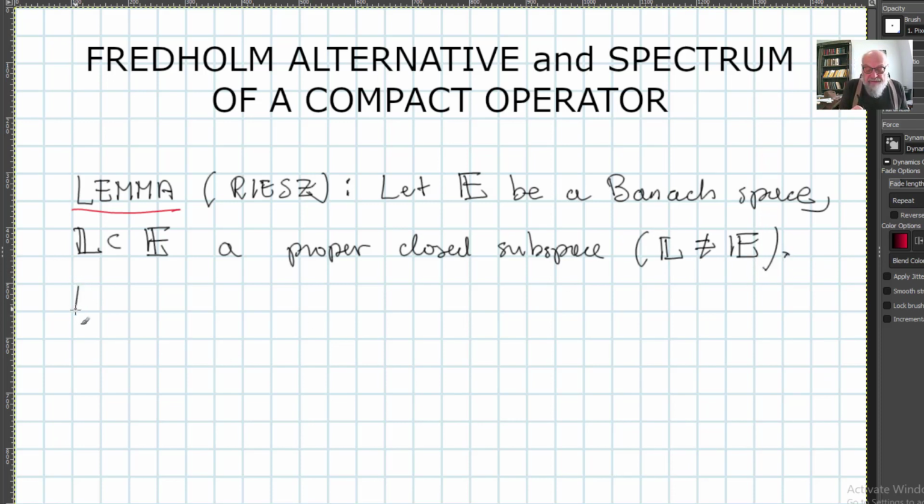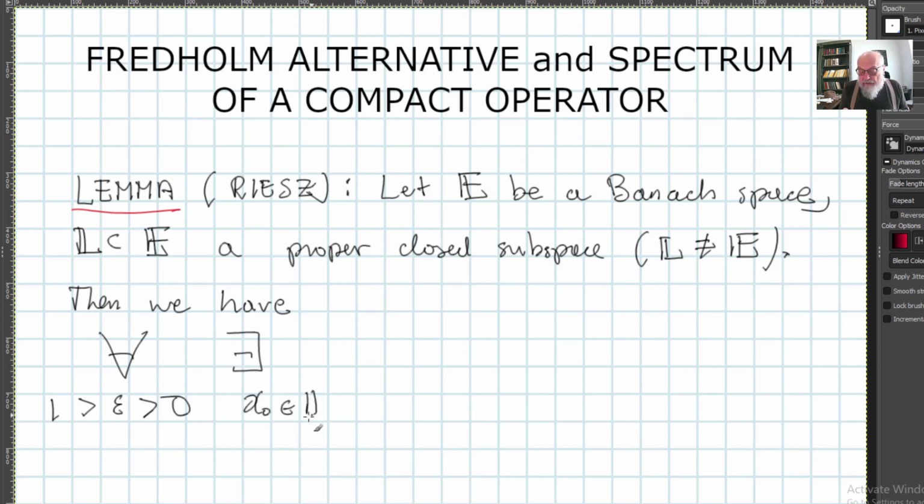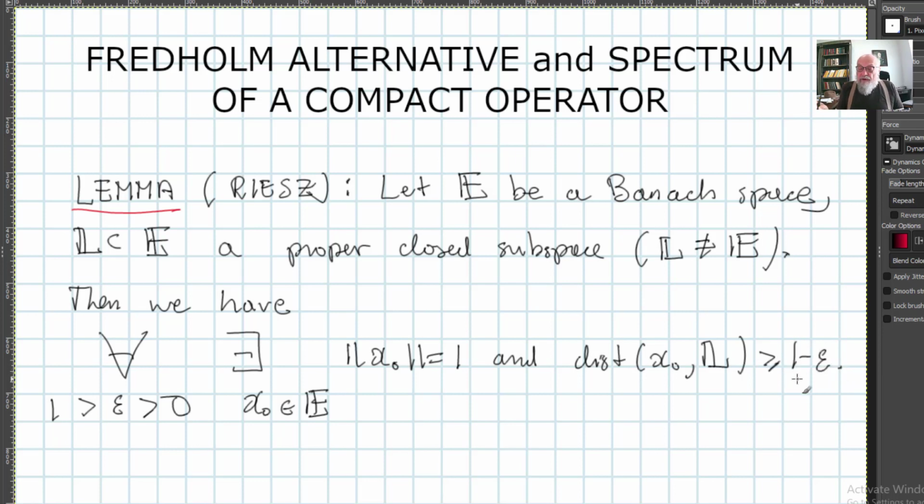And then we have, for every epsilon larger than 0 and smaller than 1, there exists an x naught belonging to E, satisfying the property that the norm of x naught is equal to 1, and the distance between x naught and L is larger or equal than 1 minus epsilon. Let's start the proof.